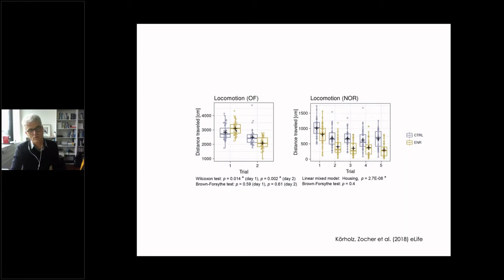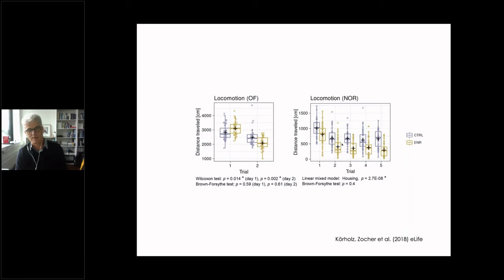You also see it in the statistics below. There is this difference. So on the first day, the enriched move more, and on the second day, the enriched move less, they habituate faster. This is something you can find throughout the literature. It's very, very common. Same here, habituation differs between these two groups. So there are these mean differences, and you can look at lots of different things here.